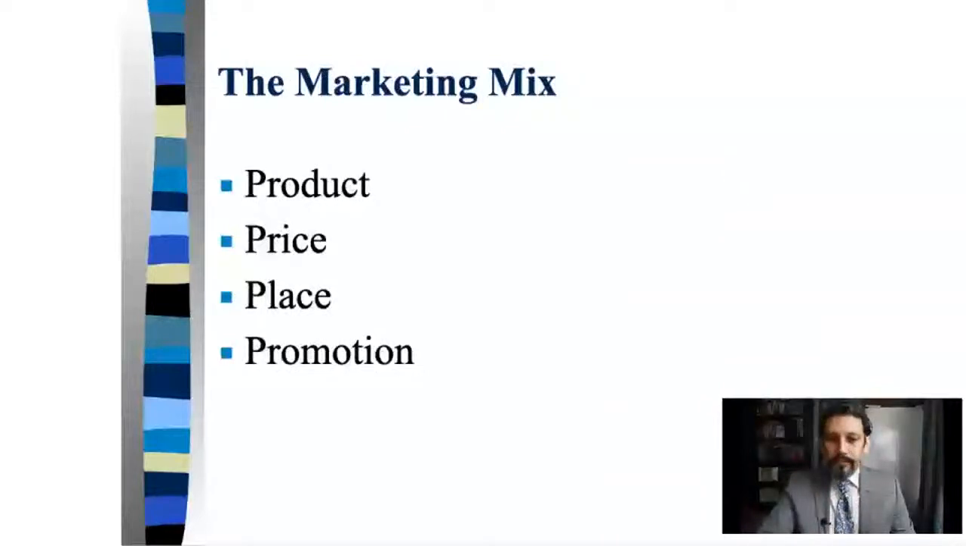Next, we look at the marketing mix. These are the 4 key components that the marketing concept comes with. It is the product, the price, the place, and the promotion. 4 key things help us to design our offering to our customer. We will be talking about the marketing concept in detail later on as well.